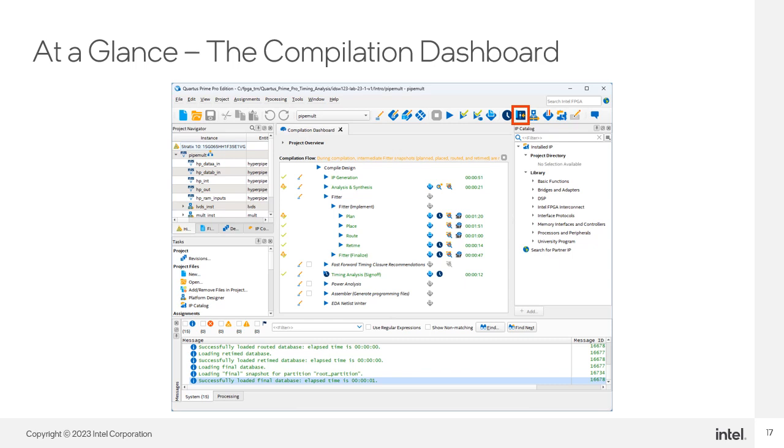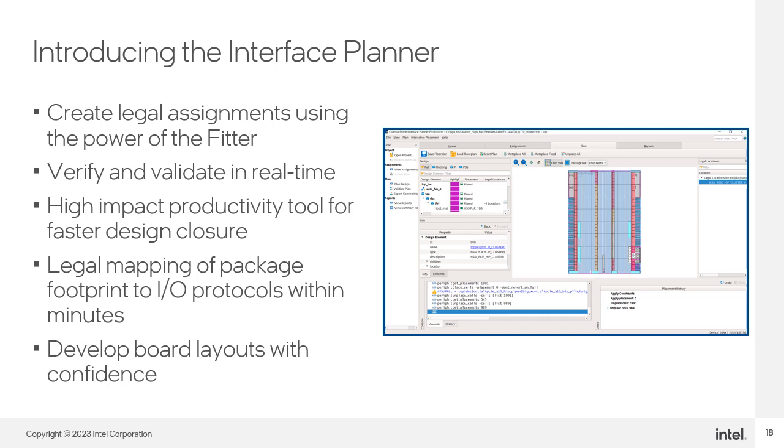The Intel Quartus Prime Pro software includes a new floor planning type tool called Interface Planner. You can access Interface Planner by clicking on the button outlined in red on the toolbar. The tool to use to meet the needs of placing complex I/O interfaces, following all required placement rules, is the Interface Planner. Interface Planner allows you to create legal assignments graphically using the power of the Quartus Pro fitter. Interface Planner works with the fitter to verify and validate design element assignments in real time, giving you the ability to create and complete your I/O floor plan in minutes instead of days. You can provide your floor plan to your board designer much earlier in the design flow.